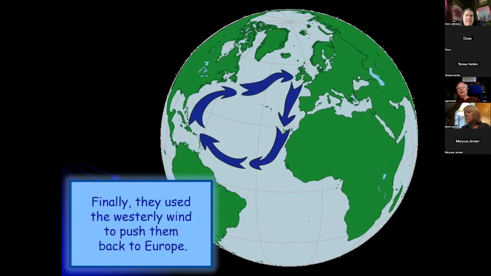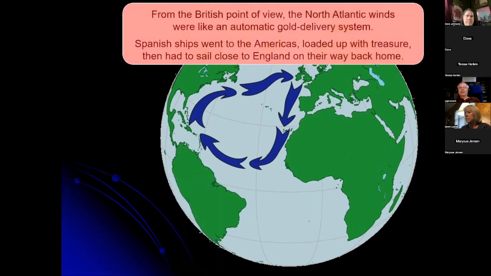And if you take a look at just riding those ocean currents around there, you're going to understand an interesting fact, that this was an automatic gold delivery system for the British. That the Spanish ships, if they went on here, they're going out across the ocean, they're loading up with gold in Mexico, in the Caribbean, in Panama. Then they're coming back.